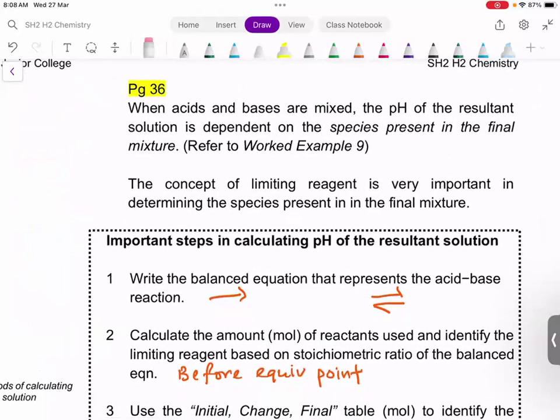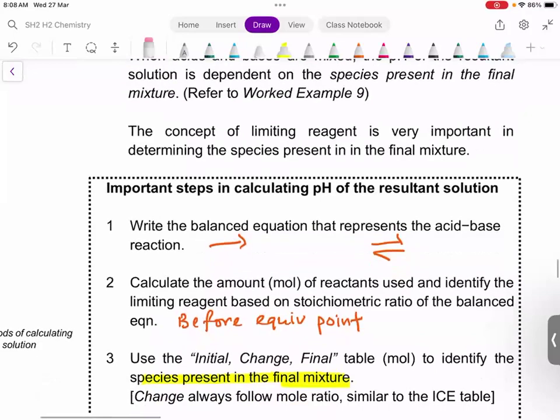please take note, during titration, the chemical composition of your reaction mixture will change, and you will form different types of reaction mixture, for example, buffer or salt solution, at different stages of your titration. Therefore, you will need the help of this ICF table to help you identify what type of reaction mixture you have at this particular stage of titration. Have you formed a salt or have you formed a buffer? All right, so we are going to look at that.